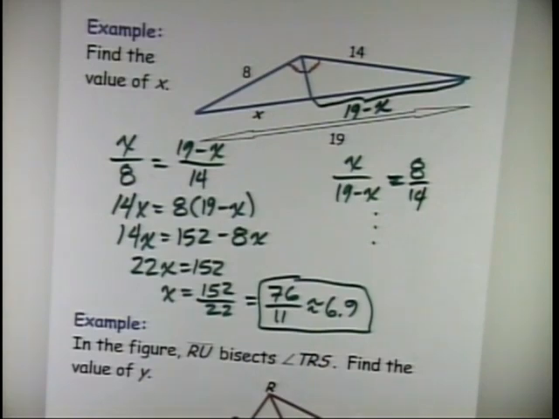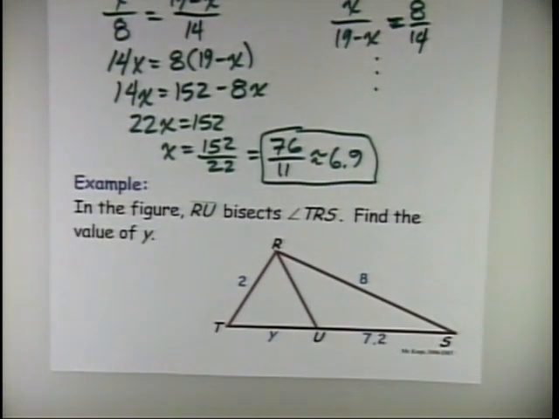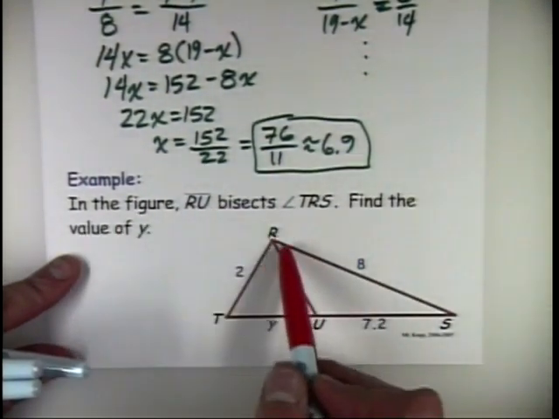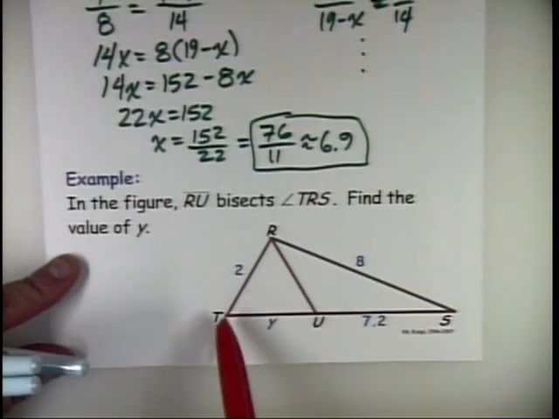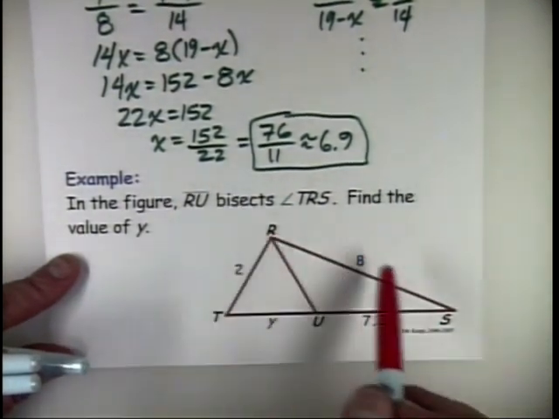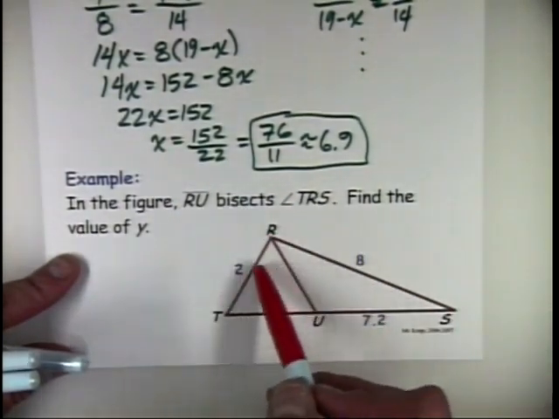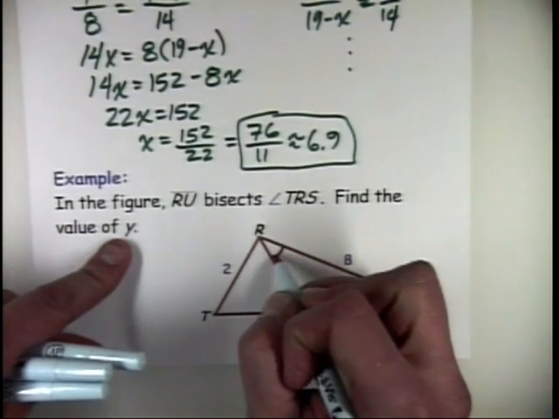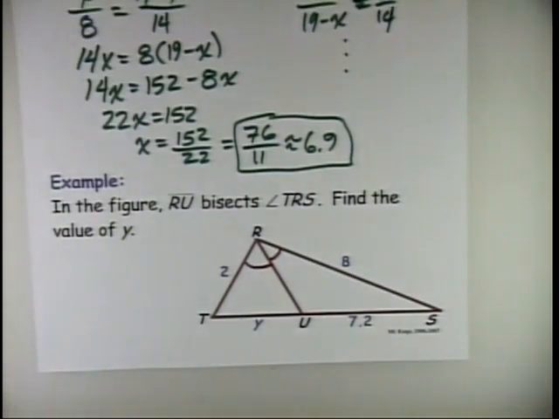All right, one last application, and then I can hardly wait, my favorite part of the program. In the figure below, which happens to be a triangle, segment RU bisects angle TRS. So in this case, we're not given the marks indicating that it's a bisector. They're telling us. So I'm going to go ahead and draw my little angle tick marks there. We want to find the value of y.